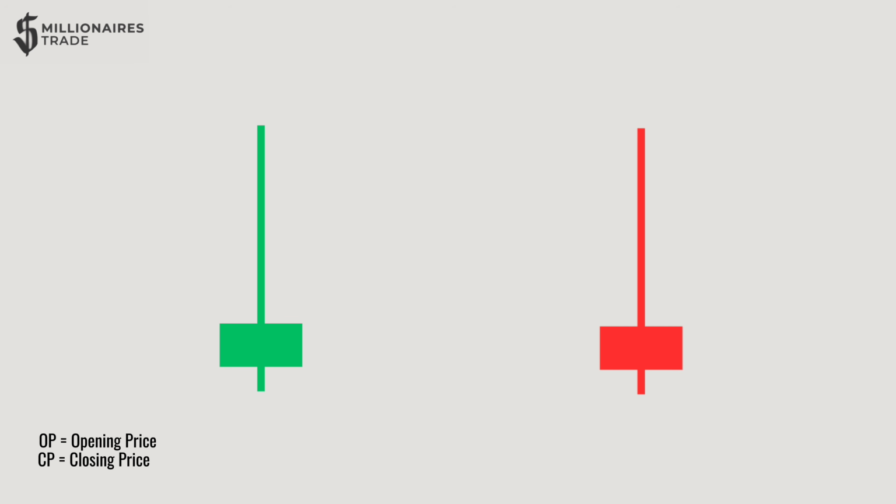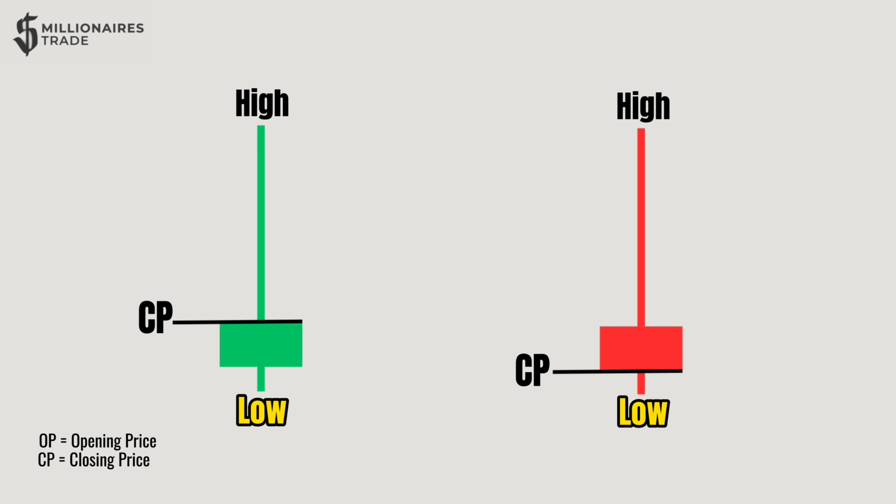Now look at these candles. Based on their color, you might think the green one is bullish and the red one is bearish. However, according to the range, the closing price of both candles is near the low of the candle, so both of them are bearish candles. But there is an exception to this theory.